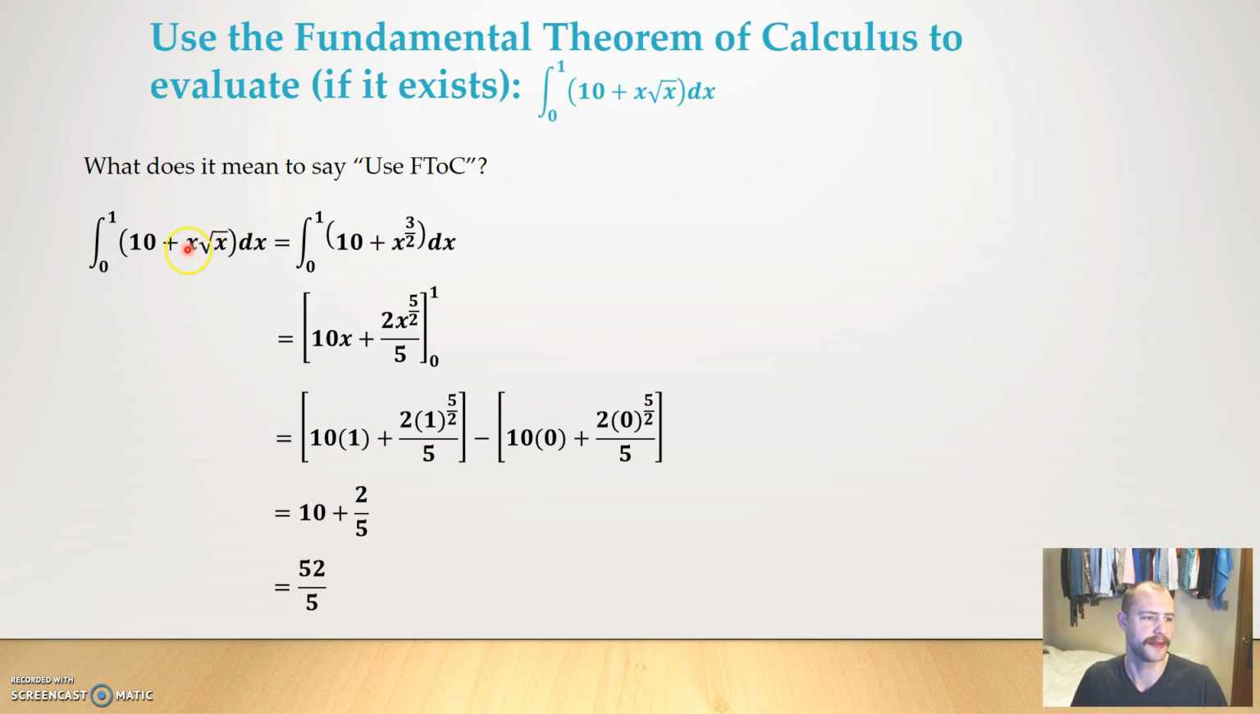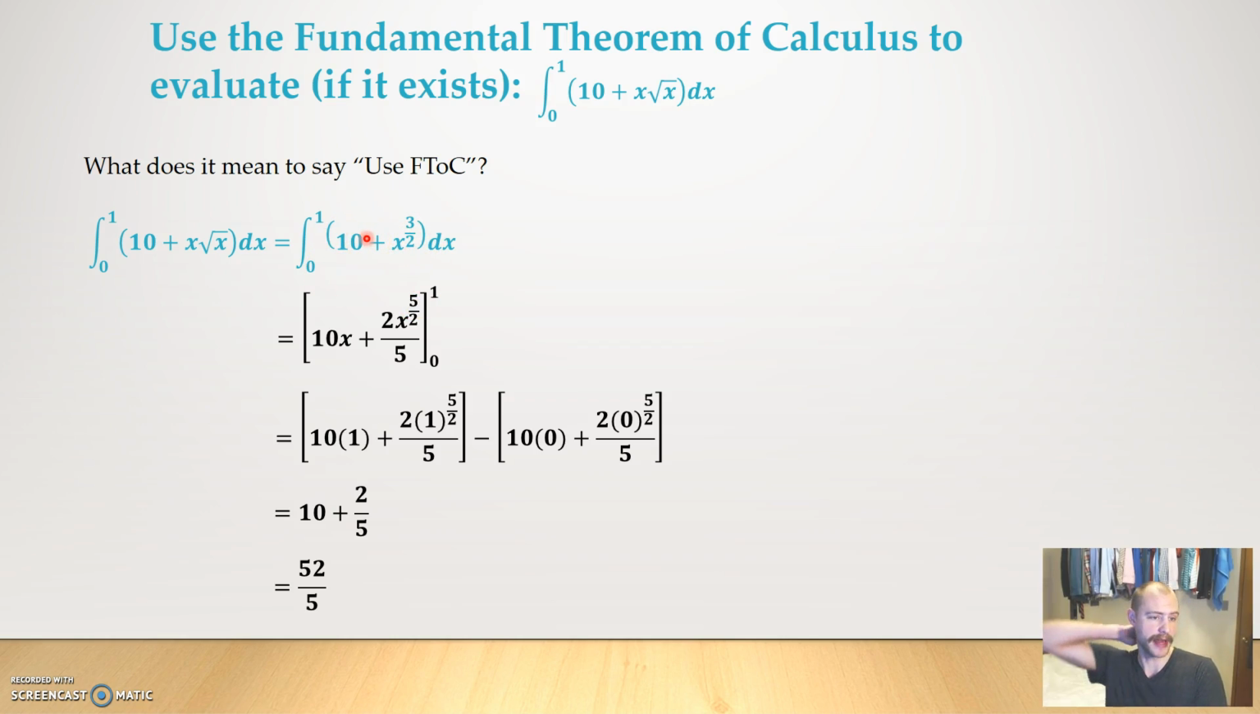Okay. So the integral from 0 to 1 of this is the integral from 0 to 1 of this. What happened here? This x root x turned into an x to the 3/2, because this is x to the 1/2 times x to the 1 over 1. So you can add those exponents. That gives you x to the 3/2. Okay, sweet. So now we need an antiderivative of this.